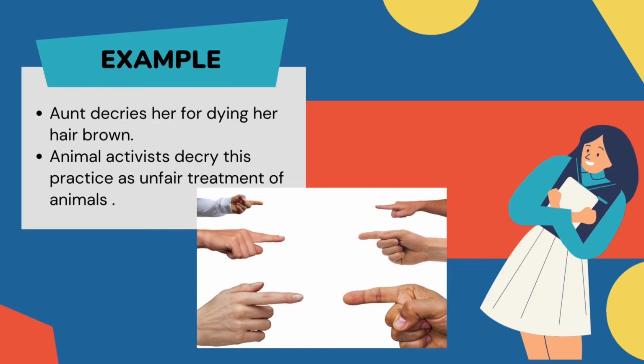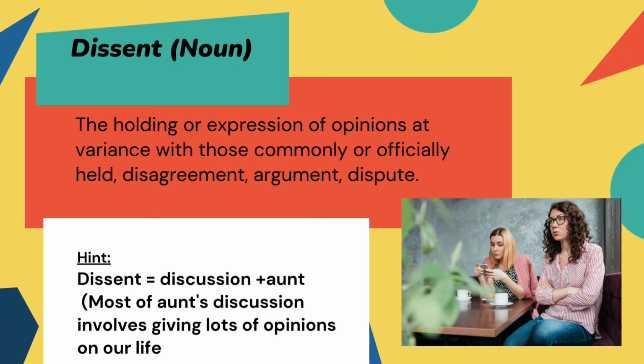Our next word is dissent. Dissent is basically a noun and it means the holding or expression of opinions at variance with those commonly or officially held. A disagreement or an argument or a dispute is basically dissent. If you hold a difference of opinion, this is basically dissent. To memorize this word, think of dissent, discussion, and most of the aunts' discussion involves giving lots of opinions on our life. This means they disapprove or have a dispute with our ways of life, so they give their own opinions.